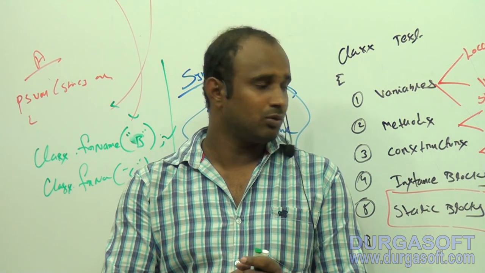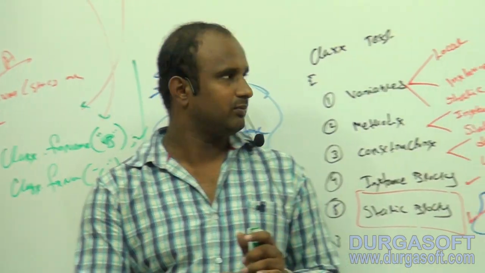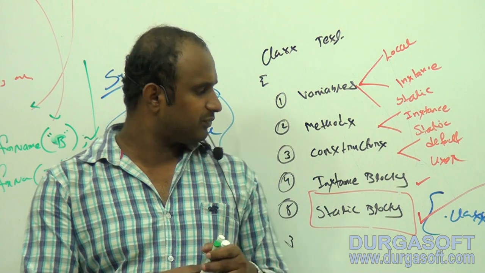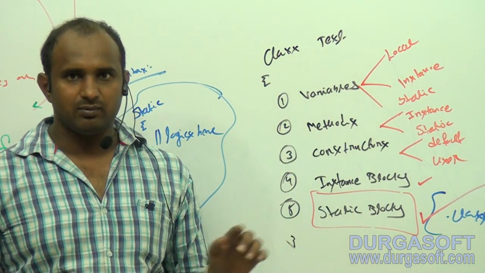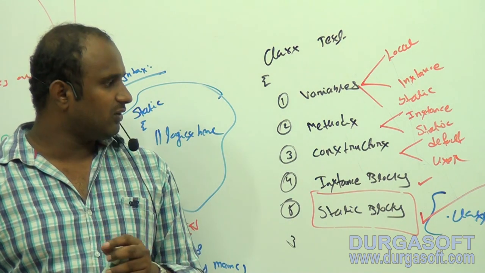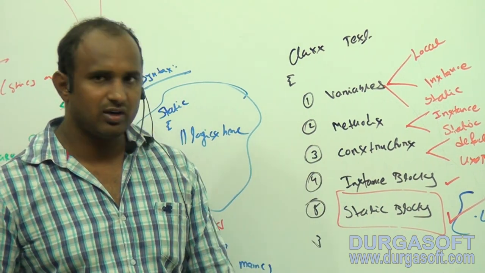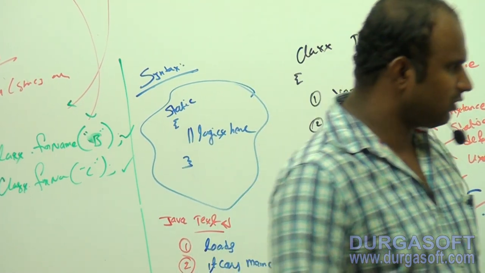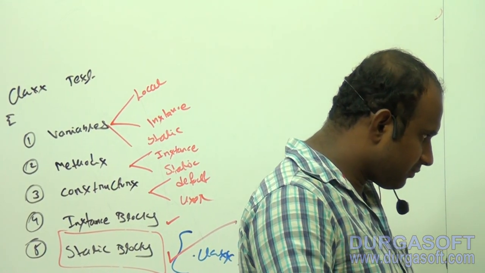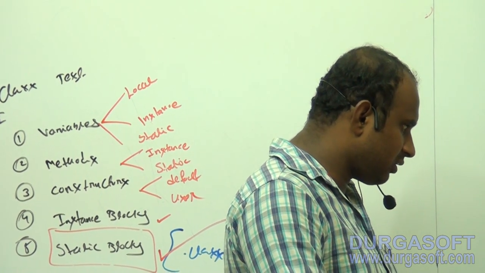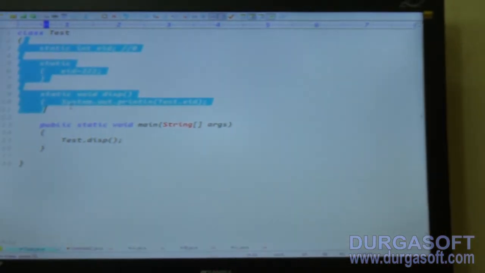Clear? So these are the static blocks. These are the five elements of the class. Based on all five elements I will write one example. Check your example. Clear? Good. Here, based on all elements, I will write one example. That example covers all the variables, methods, constructors, and all.